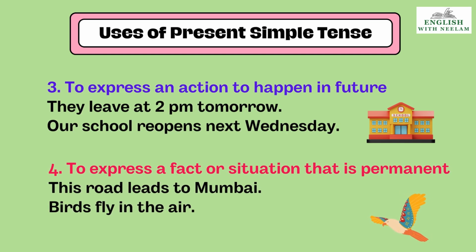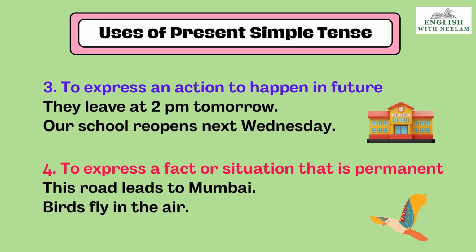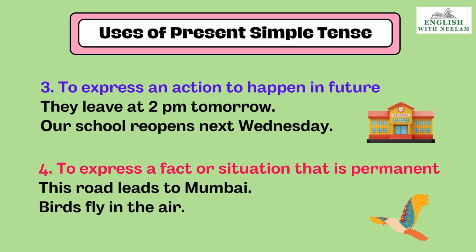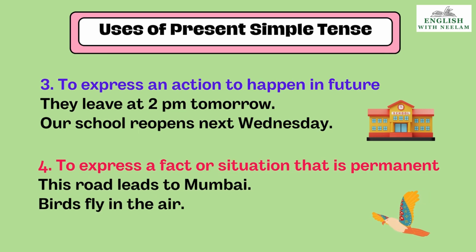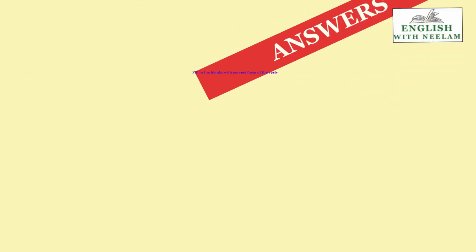Next is, children, to express a fact or situation that is permanent. This road leads to Mumbai. Birds fly in the air. Now, children, here is an exercise. Read it yourself, solve it, and then match your answers.